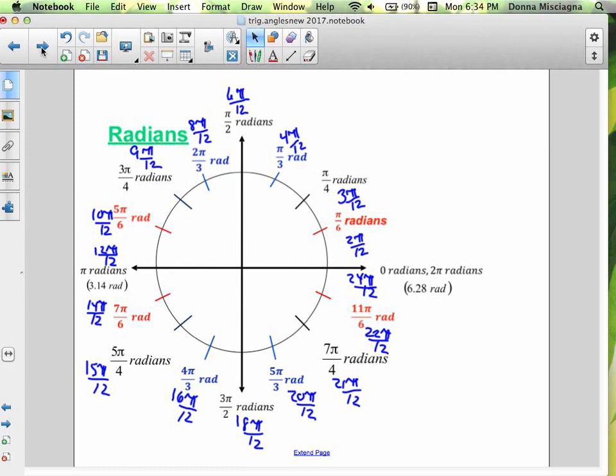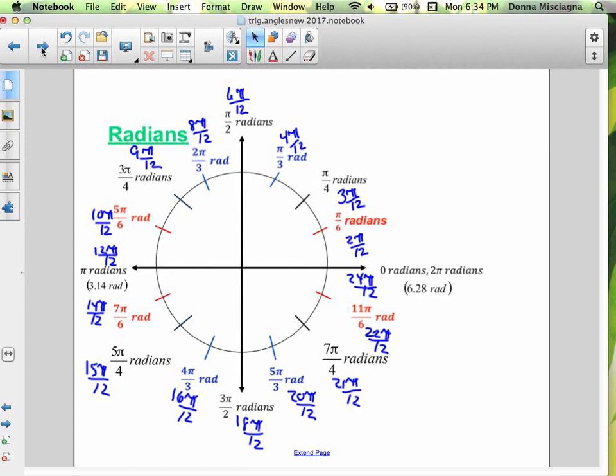Moving on. So we added one more sixth. I didn't put a 13, but I did put the next sixth. So I only included twelfths that ended up being a sixth, a fourth, or a third. So 14 pi twelfths is 7 pi sixths. 15 pi twelfths is 5 pi fourths. 16 pi twelfths is 4 pi thirds.